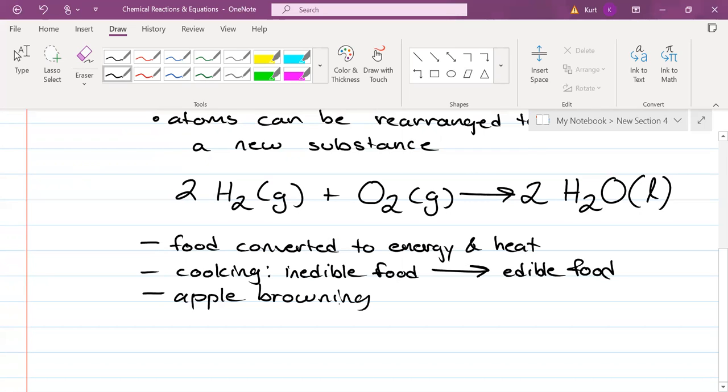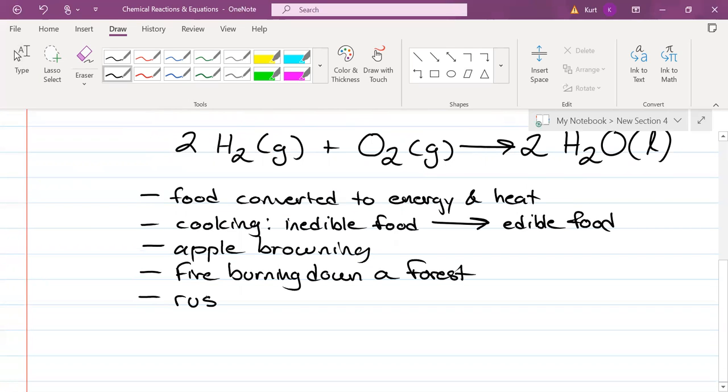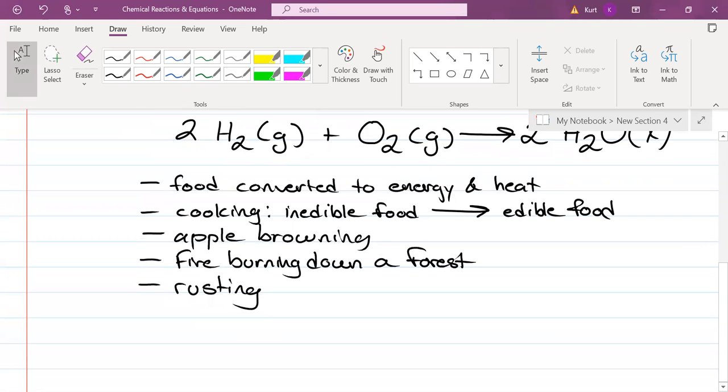An apple that is browning. If you take a big bite of the apple, it shows like the meat of the apple inside, the whitish stuff in the middle. If you leave it out in the open air, it starts to turn brown. That's a chemical reaction. Or a fire burning down a forest. That's a chemical reaction. Another one would be rusting. That is a chemical reaction. So we see chemical reactions all over the place.